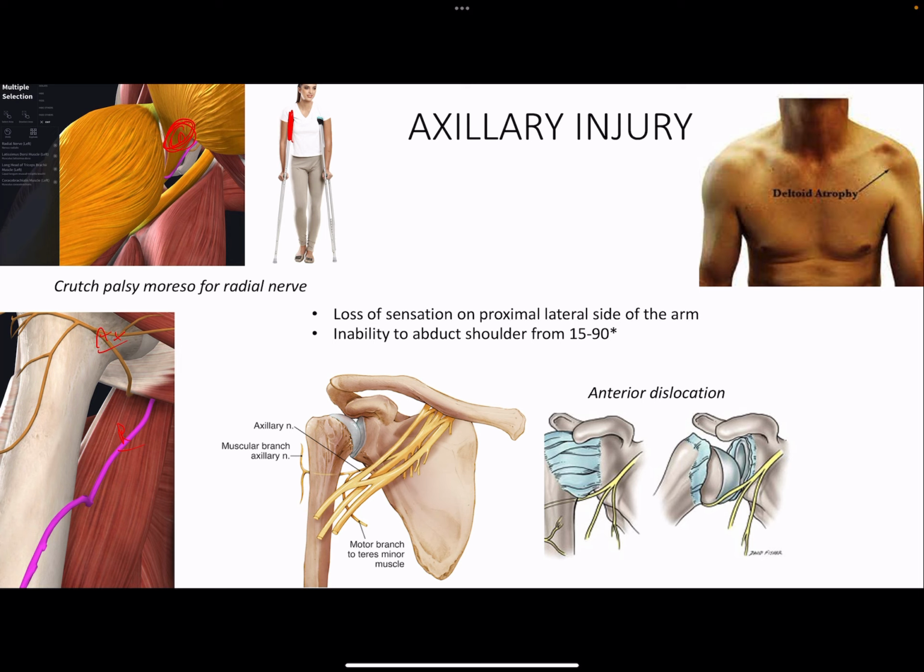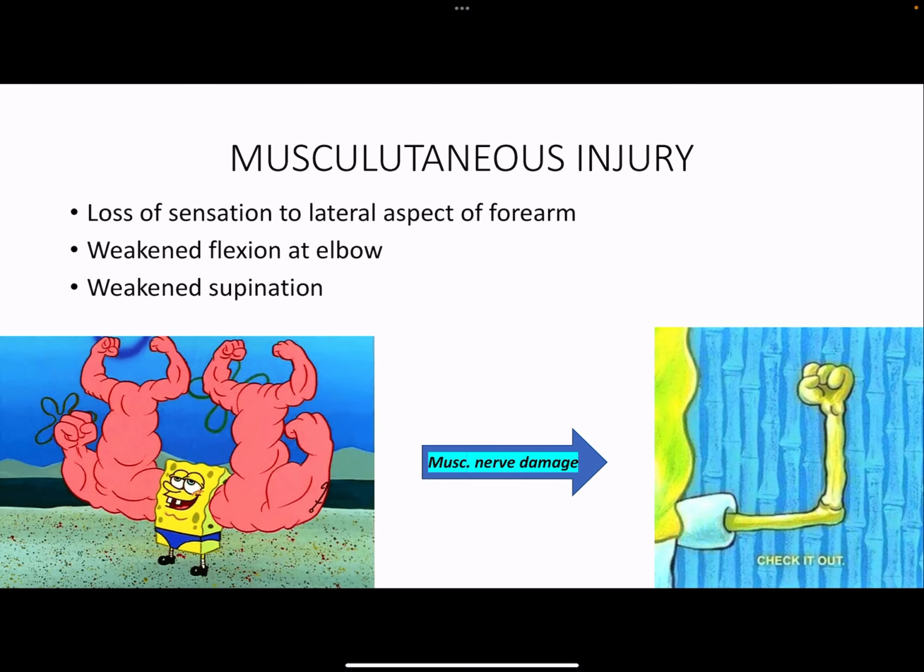Okay, how can we damage the axillary nerve? Probably the main way is that you have a shoulder dislocation, but also damage to the anatomical neck of the humerus. And from 15 to 90 degrees, you're going to have a hard time abducting your shoulder, in addition to having atrophy here, and the sensation over the lateral part of your arm is going to be gone. Musculocutaneous, mostly just good for impressing the ladies at the beach with your biceps, but remember it also supinates. So you have a hard time supinating, and you might just have a pronated stance.